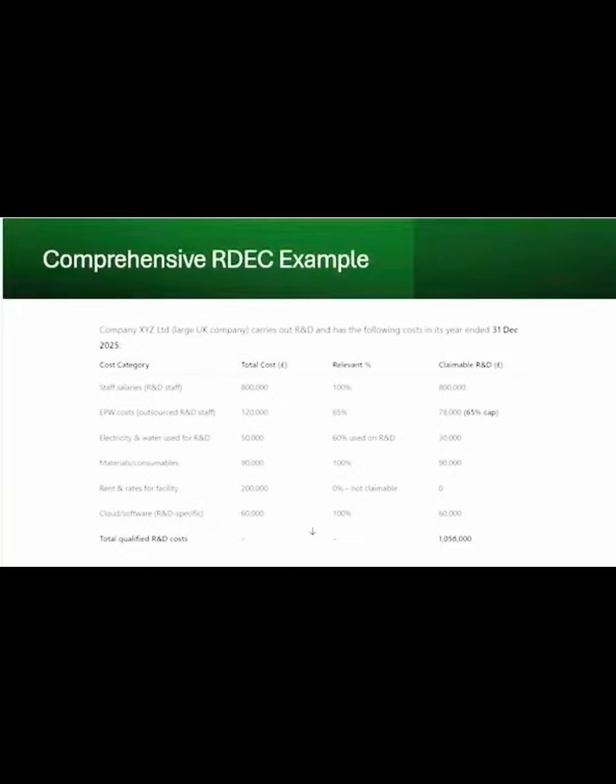EPW cost, that means you have outsourced R&D staff, and as we learned, 65% we can claim, so it comes to 78,000. Electricity and water used for R&D: 60% you have used for R&D, so that 60% is claimable. Materials and consumables, 100%. Rent and rates for facilities, you cannot claim, as we have learned. Cloud and software licenses, etc., which we can claim at 100%.